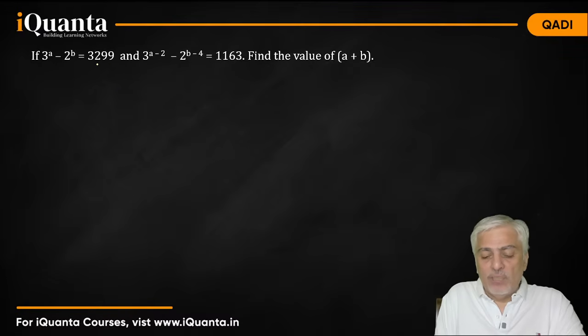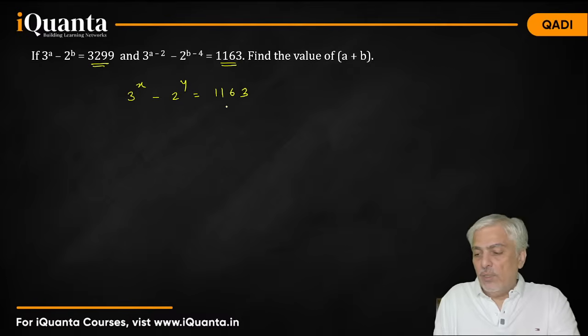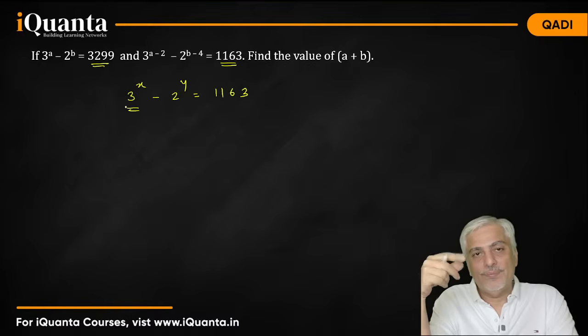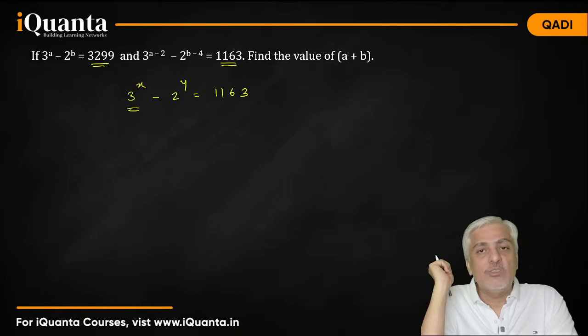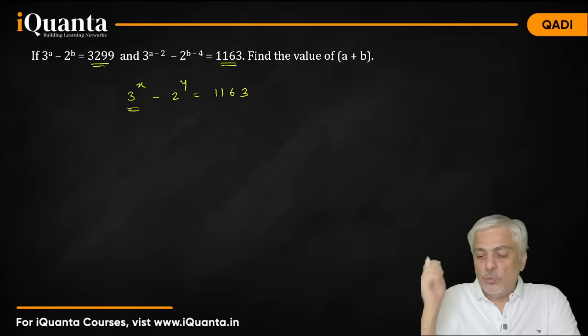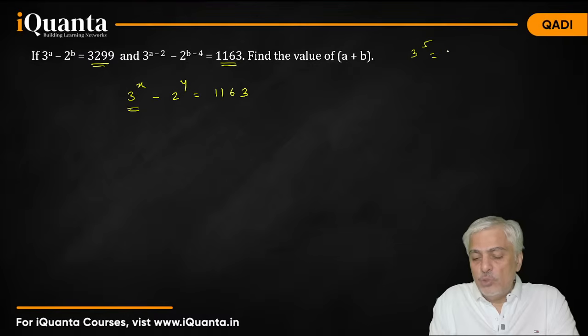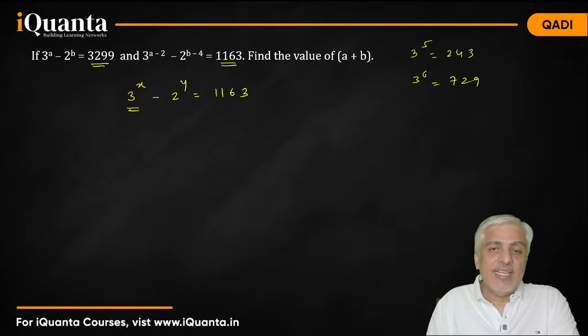I would look at the smaller number out of the two. This is the smaller number. Let's bother only about this. Suppose this is 3 raised to x minus 2 raised to y is 1163. Okay, so now I know one thing, that 3 raised to x has to be more than 1163. So in my mind I'm looking at the powers of 3. 3 raised to 5 is 243. 3 raised to 6 is 729. So x has to be more than 6.